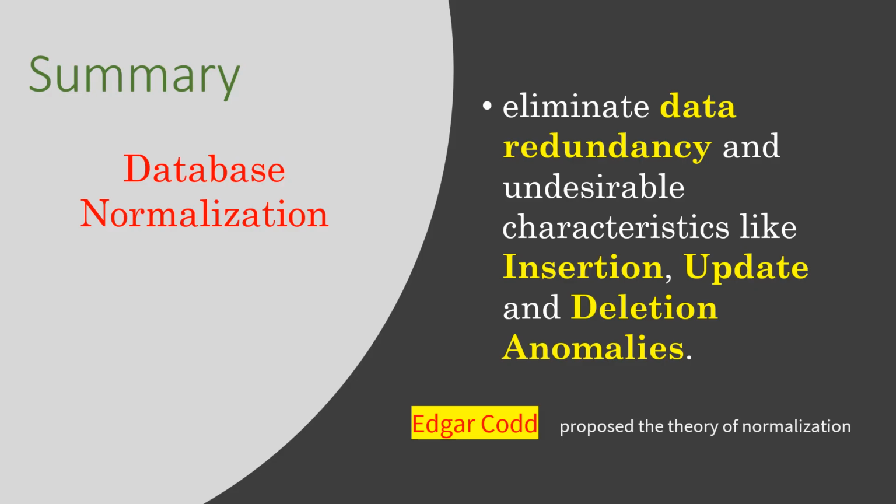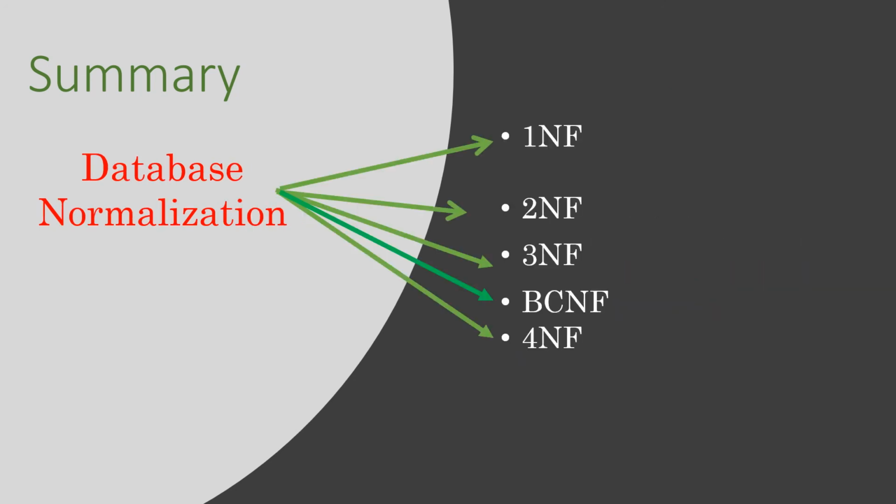To summarize our lecture for today, database normalization is a theory proposed by Edgar Codd, which eliminates data redundancy and characteristics such as insertion, update, and deletion anomalies. It has different forms such as the first normal form, the second normal form, the third normal form, the BCNF, and the fourth normal form.